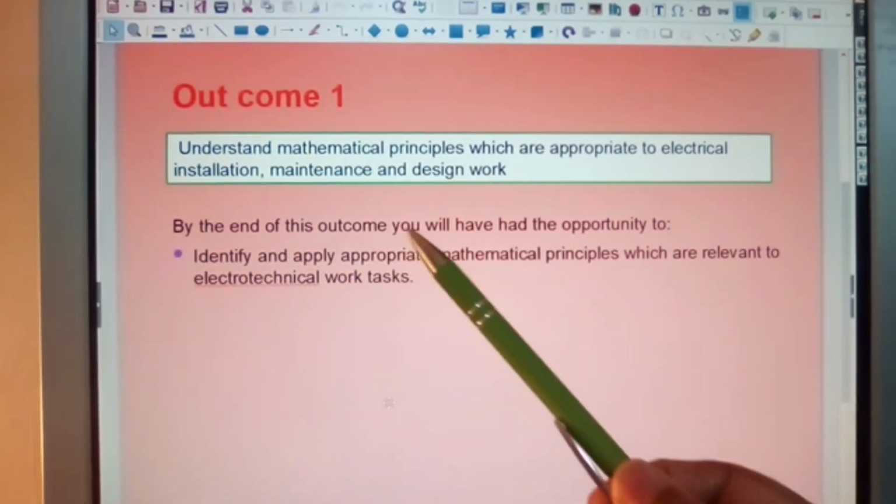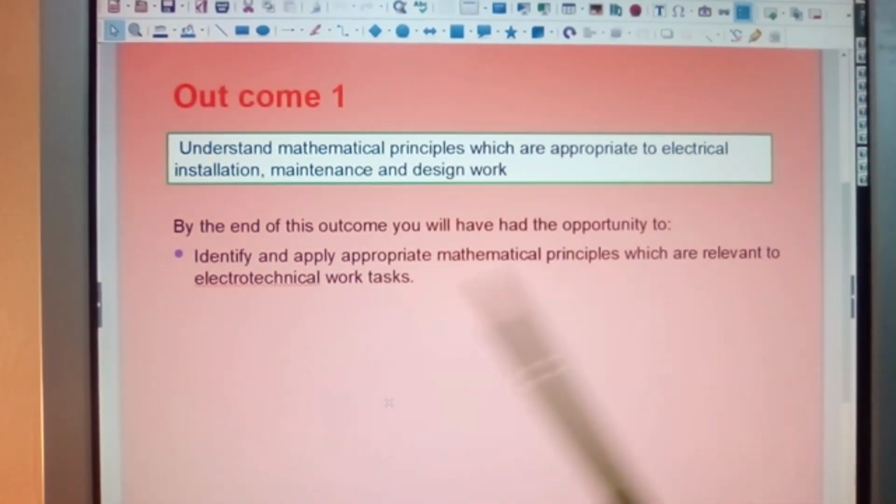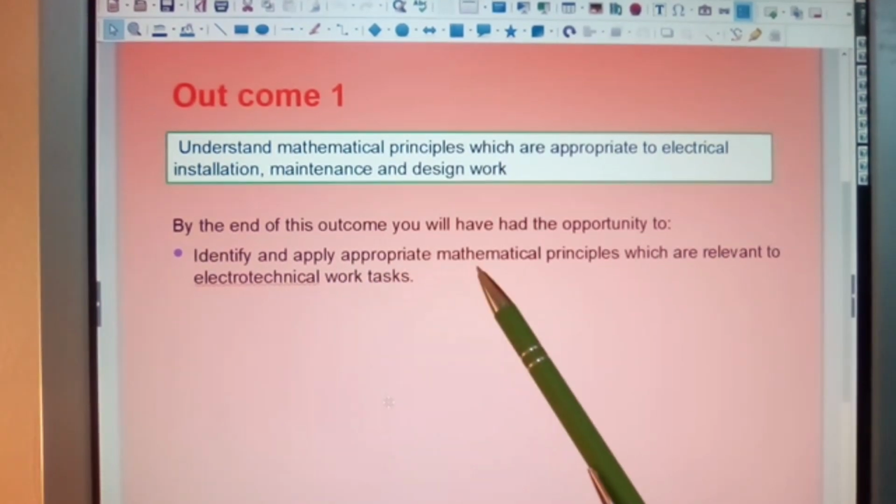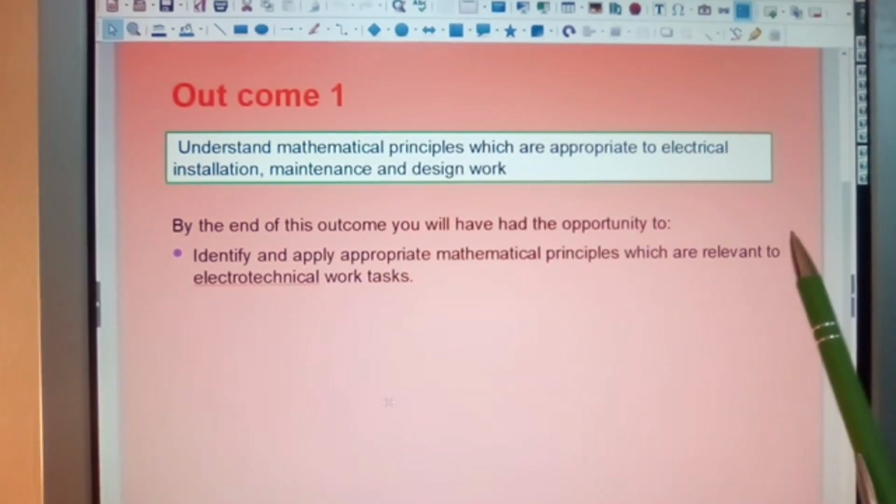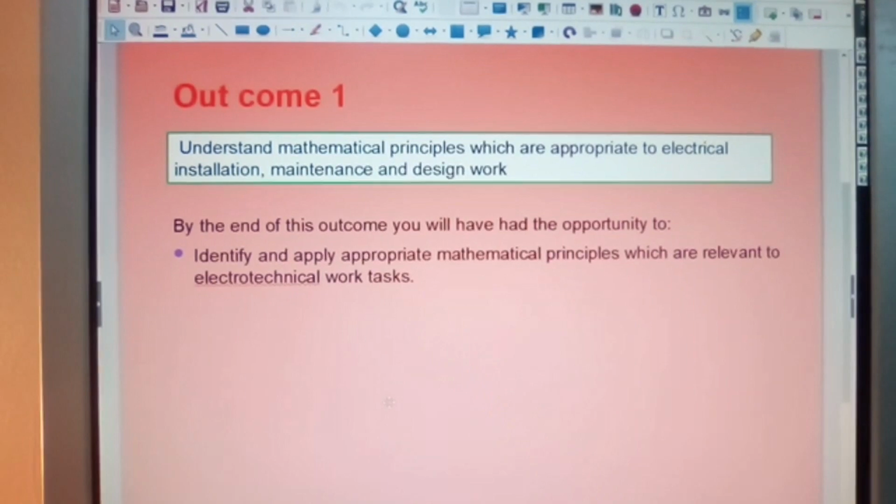By the end of this outcome, you will have had the opportunity to identify and apply appropriate mathematical principles which are relevant to electrotechnical work tasks.